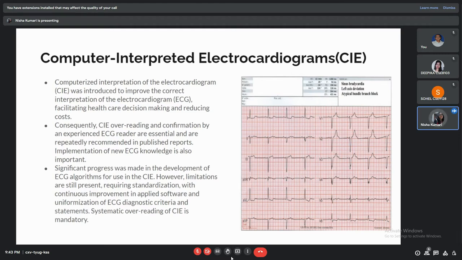Significant progress was made in the development of ECG algorithms for use in the CIE. However, limitations are still present, requiring standardization with continuous improvement in applied software and uniformization of ECG diagnostic criteria and statements. Systematic overreading of CIE is mandatory.